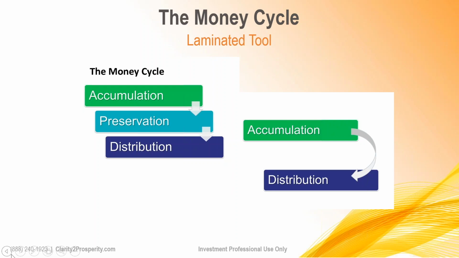And so by having the laminated tool front and back, you can open your desk drawer, grab it when you go to explain the Money Cycle, and you could actually show them on the front hand side, accumulation. And what I personally do is I point to each one. I point to the word accumulation, the word preservation, the word distribution as I'm explaining those, and then I flip it over. And as I'm flipping it, I'm saying the biggest mistake that we see people make is they go right from accumulation, and again, I'm pointing to it, into distribution. So it just helps people connect the verbal with the visual and actually understand it in a much more efficient manner.